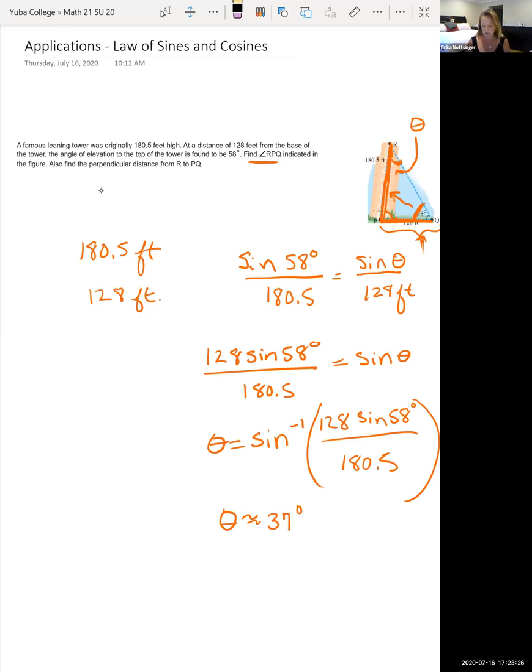And so the angle we want to find, angle RPQ, is going to equal 180 degrees minus the 58 degrees that were given in that triangle and 37 degrees, which we just found.